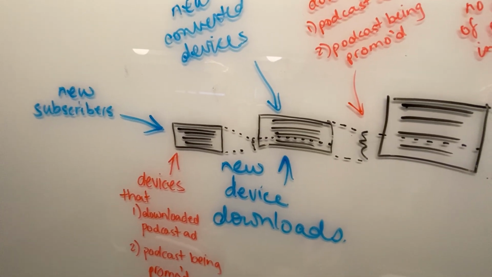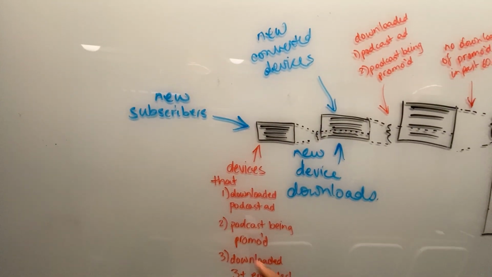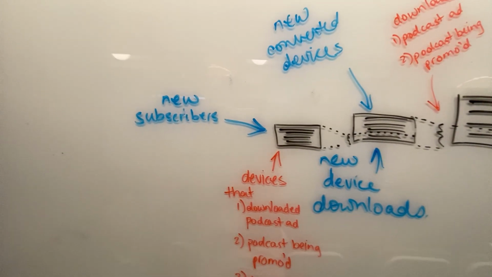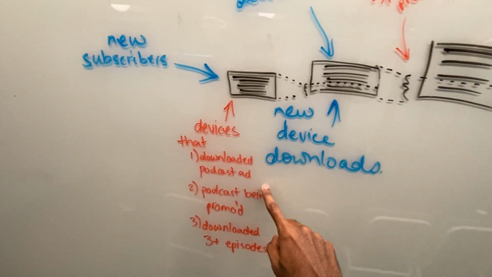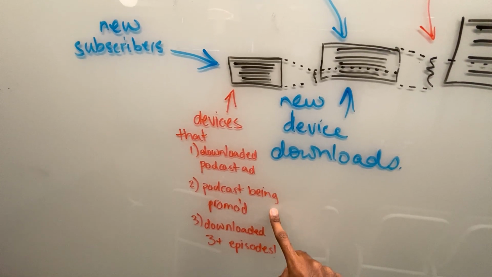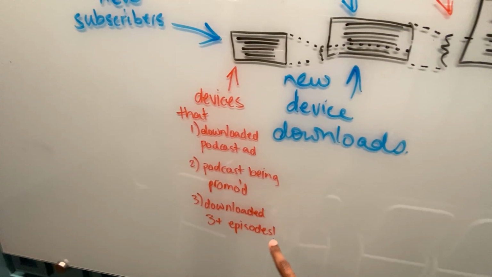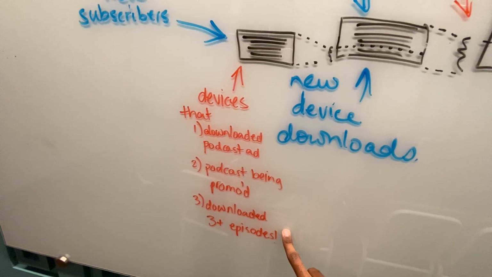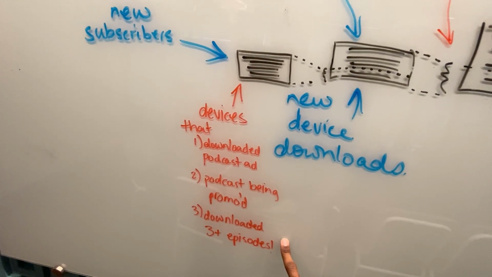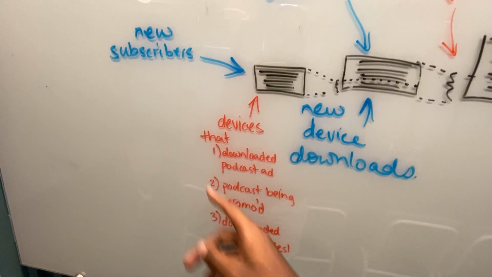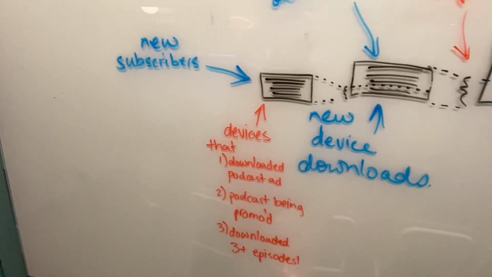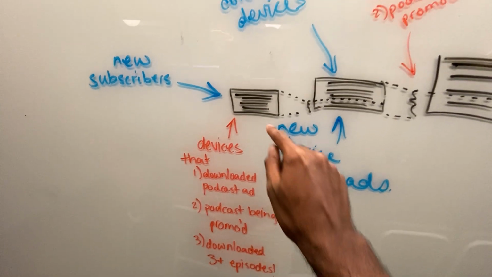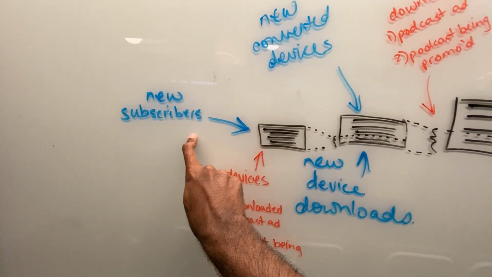That's possible as well. To measure this, we have something called new subscribers. And a new subscriber is someone who has downloaded the podcast ad, they've downloaded the podcast being promoted, and they've also downloaded 3 or more episodes of the podcast being promoted. And that's how we measure if someone is a subscriber or not. Chances are that if you've downloaded 3 or more episodes, you're going to be a subscriber. And so that's what new subscribers means.